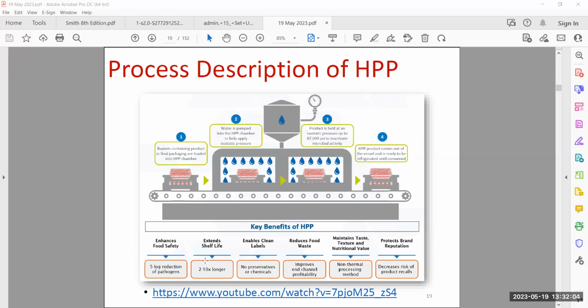So the key benefits are, of course, that you can enhance food safety, and from there extend the shelf life, and enable clean labels, meaning food without preservatives, colorings and acids. It can also reduce food waste, maintain the taste, texture, and nutritional value, and of course protect the brand reputation. And there's a link here if you want to look at the process more closely.